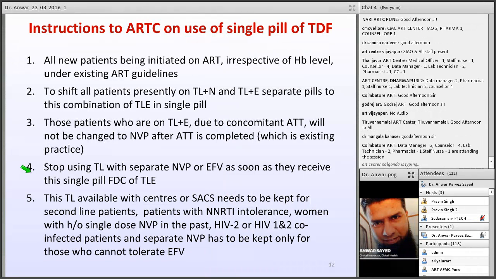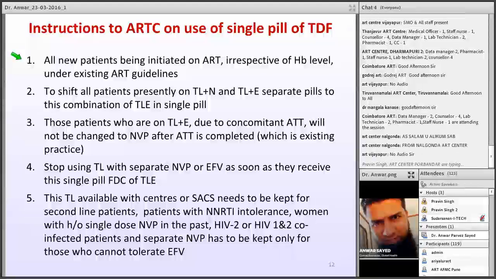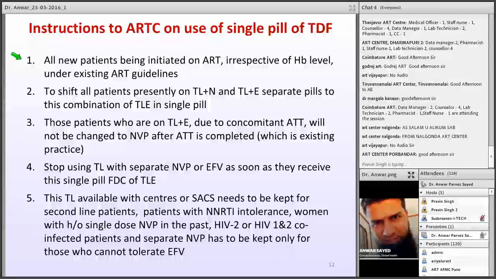When this drug was introduced into the national program as preferred first line, a few instructions were given to the ART centers. I'm sure everyone working in an ART center is aware of these instructions, but just as a refresher: all new patients being initiated on ART, irrespective of hemoglobin, will be given this combination, and all patients who were on TL plus nevirapine or TL plus efavirenz as separate pills were asked to be given TLE as a single pill.